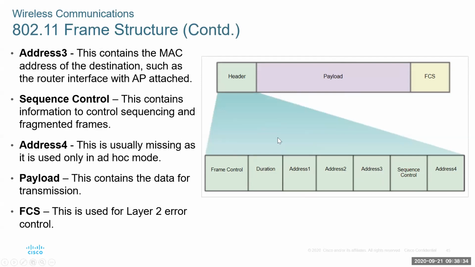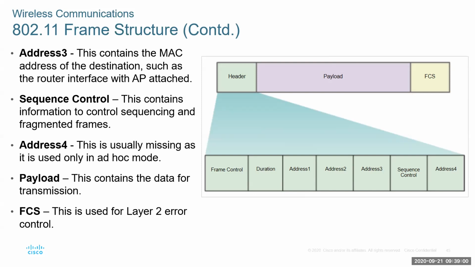And then you're going to have the sequence control, which is here. That's going to set up your fragmented frames, etc. And address 4 is usually missing as it's only used in ad hoc mode. So you have two different versions of wireless. You either have a connection from your end device to an access point, or you could have end device to end device, but they can't communicate with anything other than those two devices, and that's called ad hoc mode.